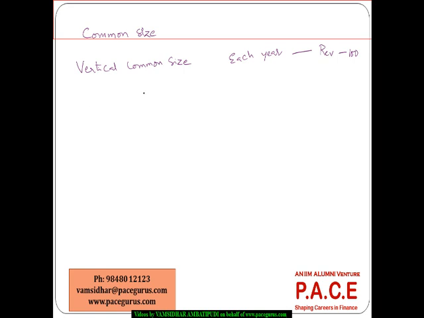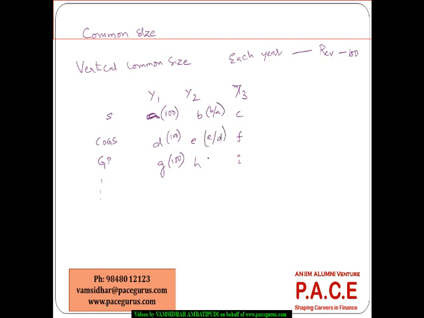But when I look at the horizontal, so probably if I have year 1, year 2, year 3, I have sales, cost of goods sold, gross profit, etc. So A, B, C, D, E, F, G, H, I. Now the initial year is fixed at 100 for all of them, and B divided by A, E divided by D, and H divided by G. The same logic here, C divided by A, F divided by D, and I divided by G.